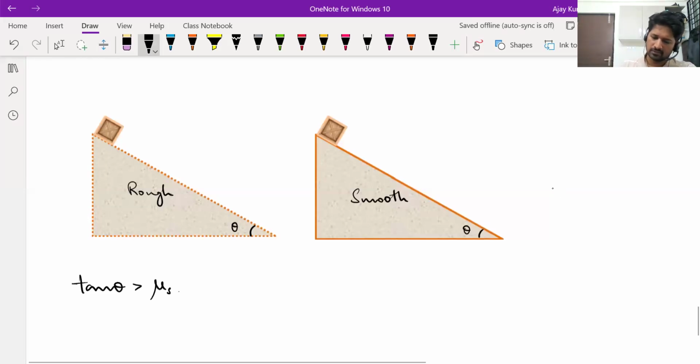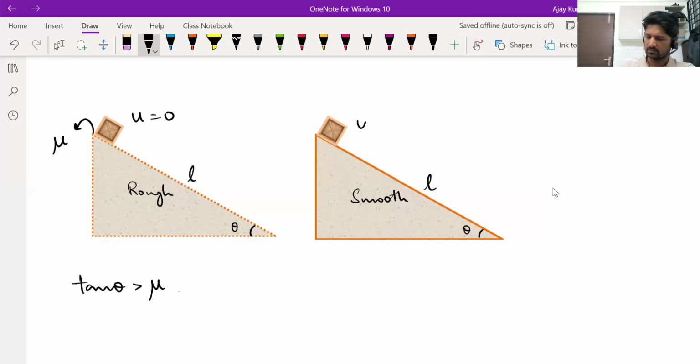So take the coefficient of friction as mu itself. Static friction coefficient, kinetic friction coefficient, both of them you assume are the same. That coefficient is mu on this rough surface. Okay. Assume the length of the incline is L, and in both cases, the block is released from rest. Calculate the ratio of time taken to reach the bottom of the incline.